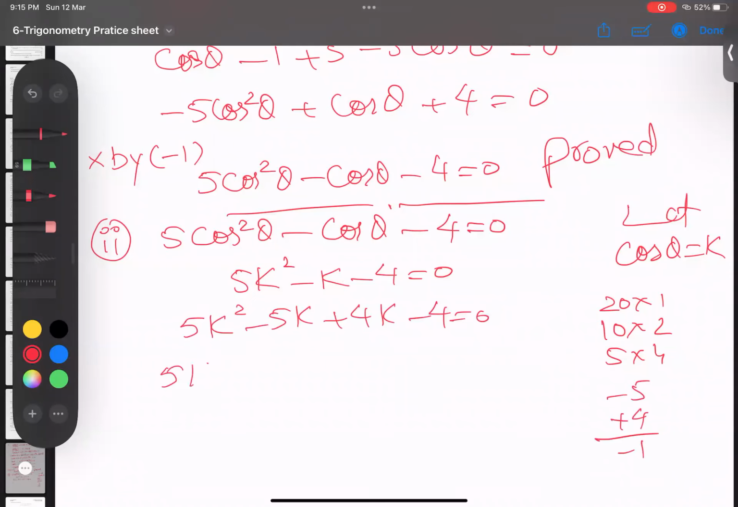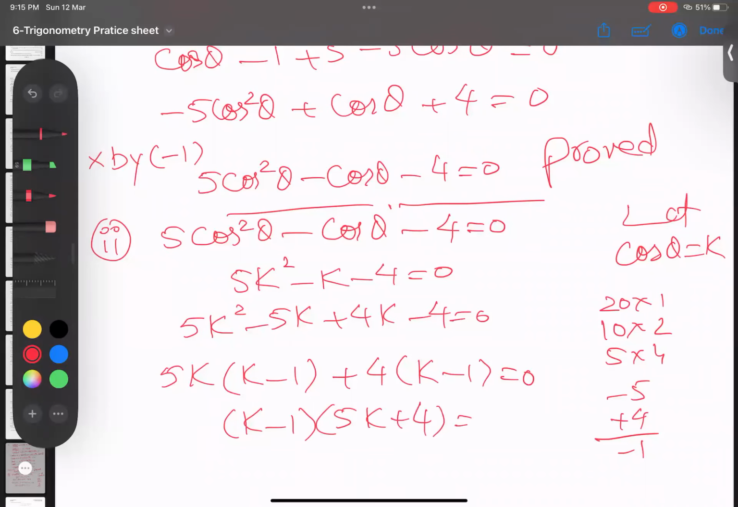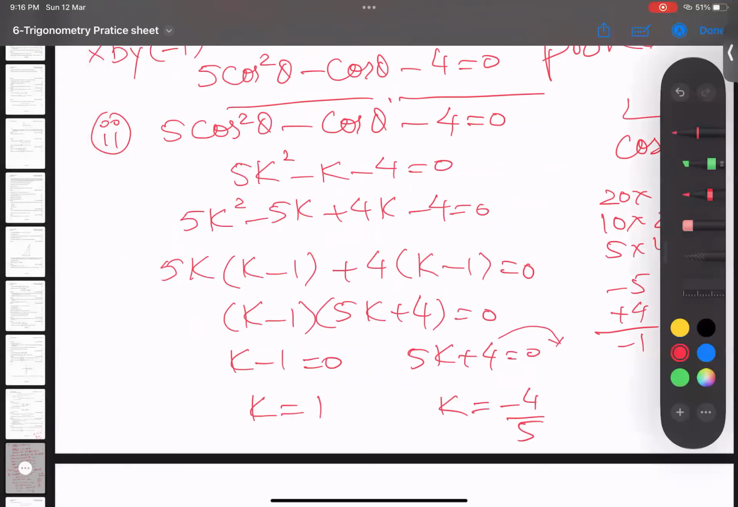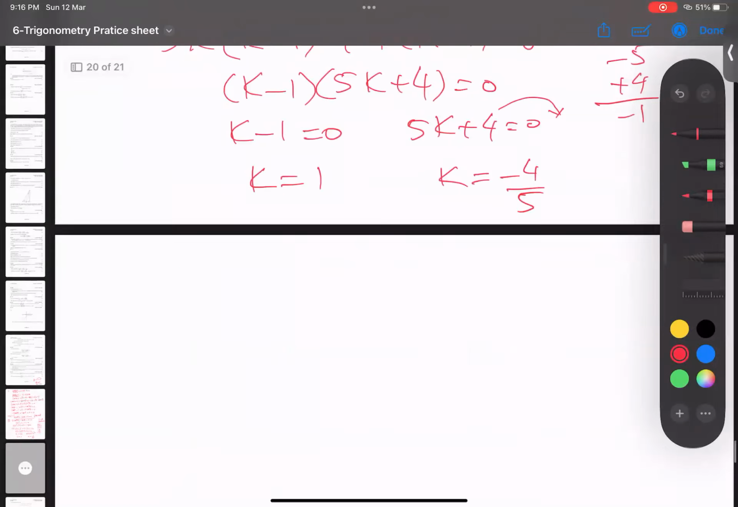After this 5k common, I get k minus 1, and from here 4 common, I get k minus 1 equal to 0. Now do they match? Yes, they match. So I will take the common part out, and the part left behind, I'm writing here, 5k plus 4 is equal to 0. After this, either the first part equals 0 or the second part equals 0. K becomes 1, and this 4 goes to the other side and becomes minus 4, and 5 divides. I get this thing. Up till here, all of you understood well.